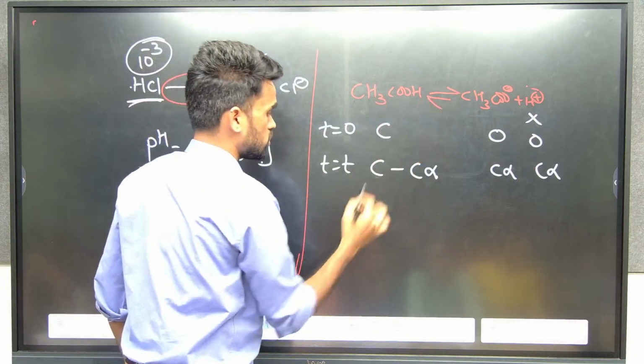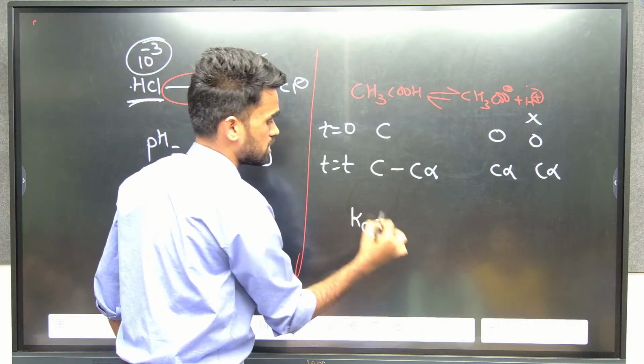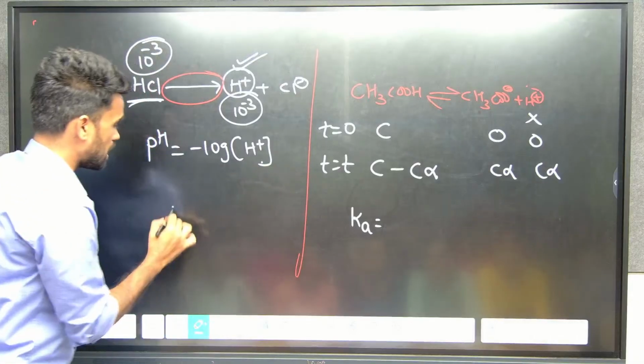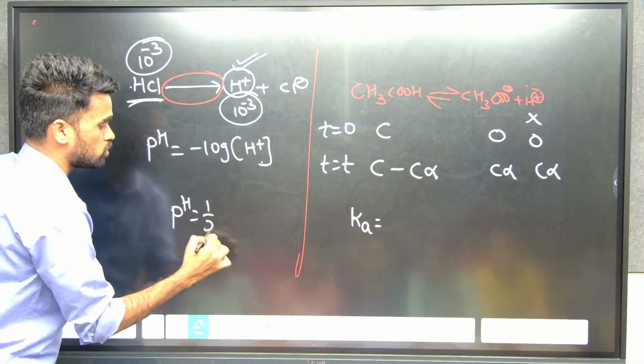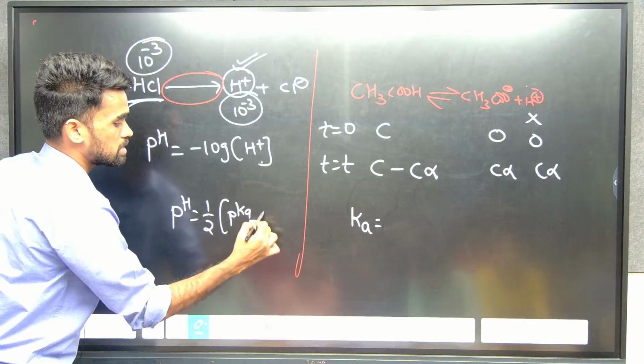So it is dissociation now. You should say acid dissociation constant. I can directly say pH equals 1/2 pKa minus log C.